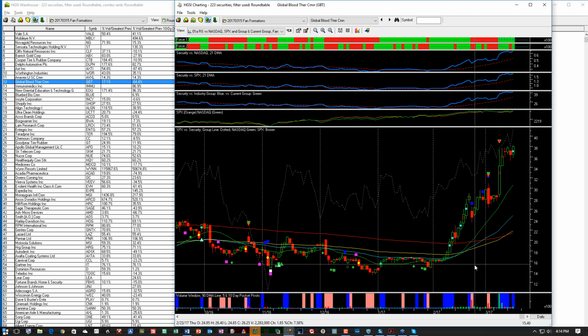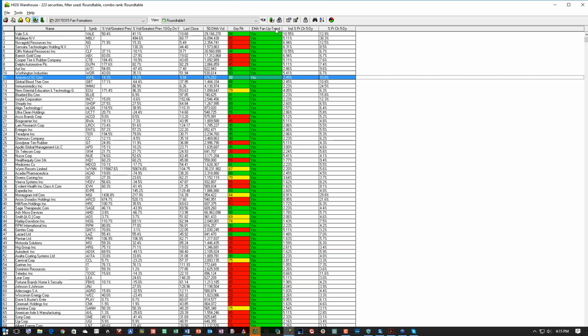Okay, this flag is just getting into position now, so this would not have picked it up unless I eliminate that EMA fan. Now, that's a good point. You can go in and eliminate any field and experiment and see if it's picking up a bunch of other stocks. Let's just go ahead and do that.